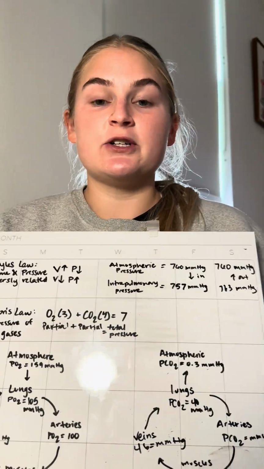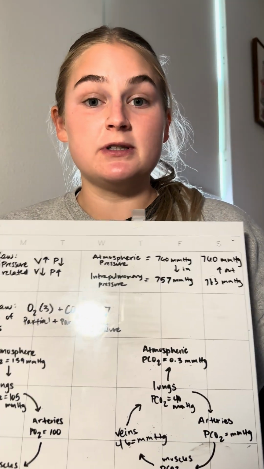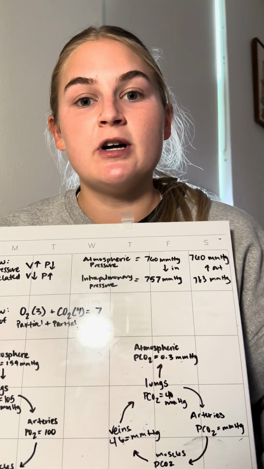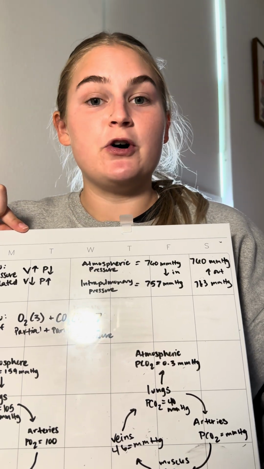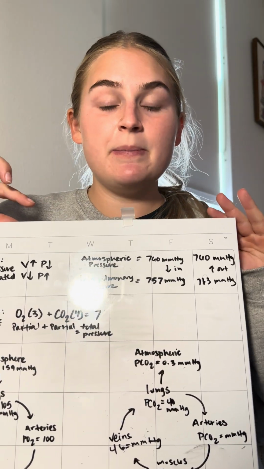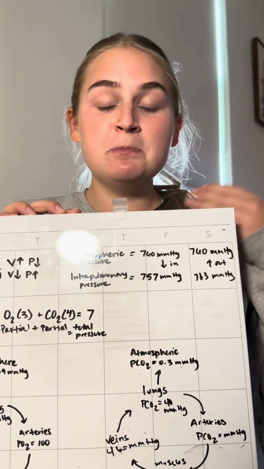In order to answer question 1, we have to describe what Boyle's law is, and it is the inverse relationship between volume and pressure. So as volume goes up, pressure goes down, and as volume goes down, pressure goes up, and this is related to how we are able to breathe.